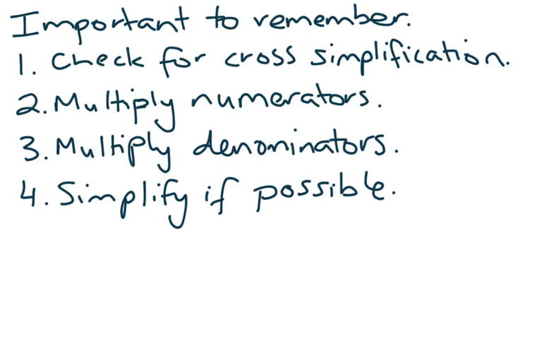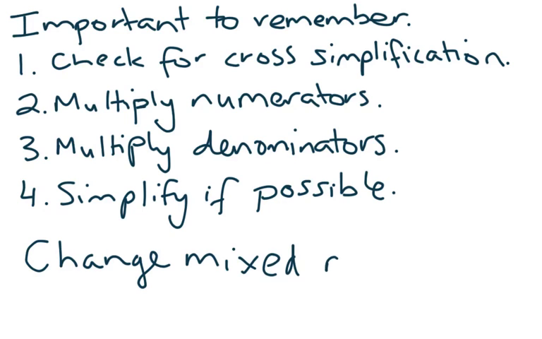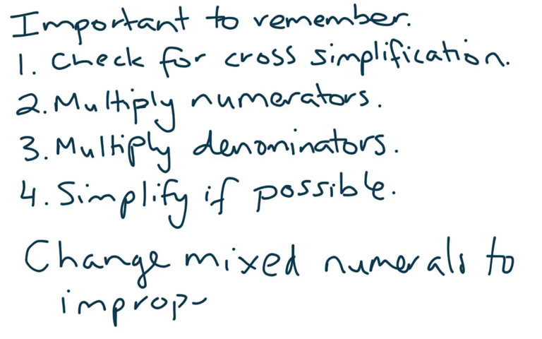Okay, so the important things to remember when we are doing multiplication of fractions: the first thing, you can check for cross simplification. The second, multiply numerators, then multiply your denominators, and simplify your answer if possible. And the other thing to remember is change mixed numerals to improper fractions before you start, otherwise you will definitely get yourself confused.